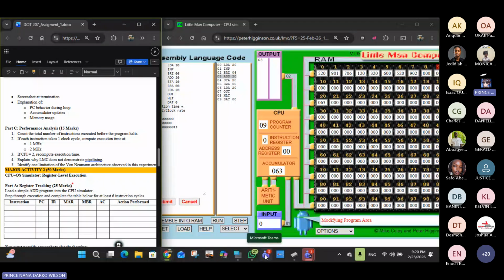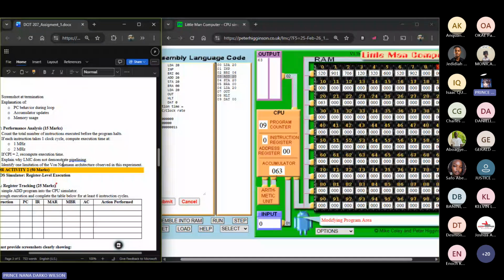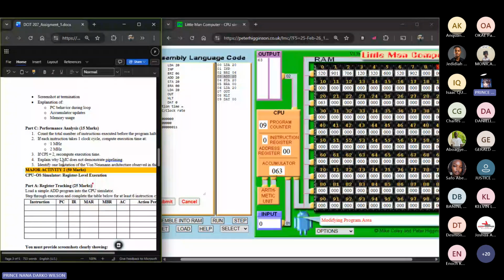Did you get the explanations I gave, or did that also happen after the network broke? For these three questions, explain why, and then identify the limitation of the von Neumann architecture. Did you see that? So the limitation, due to the fact that the particular one we encountered was wrong addressing.